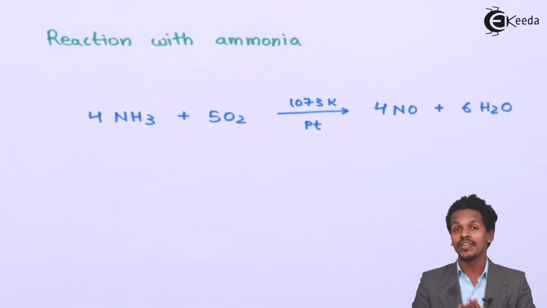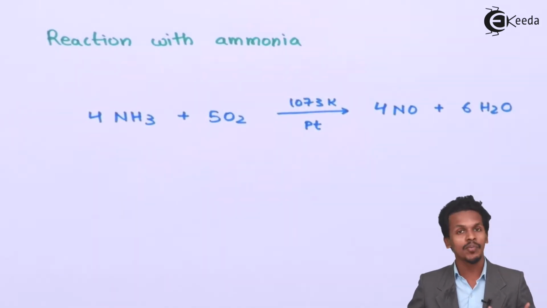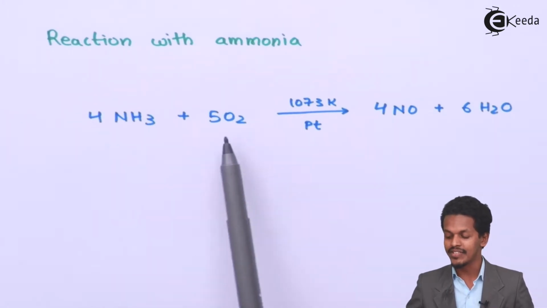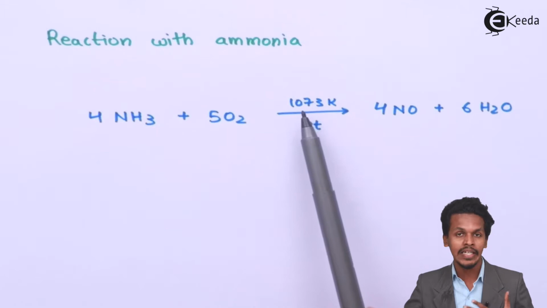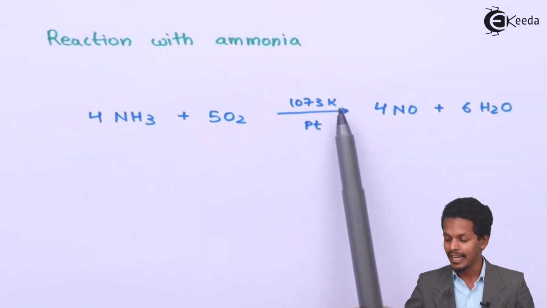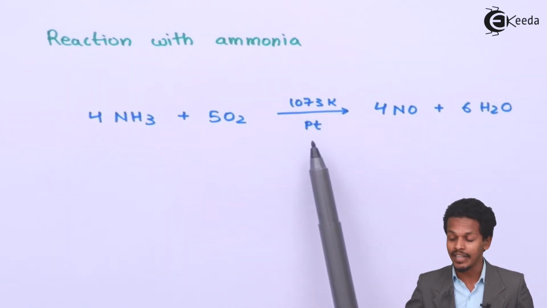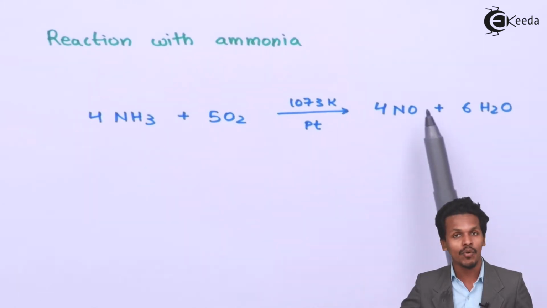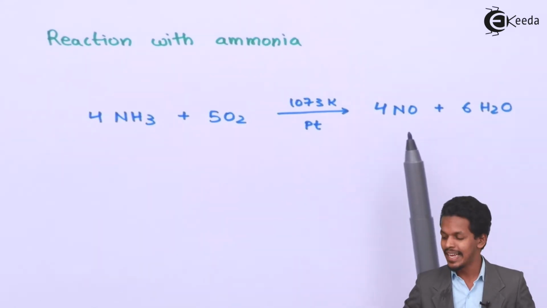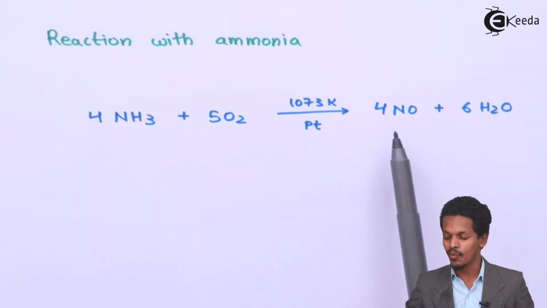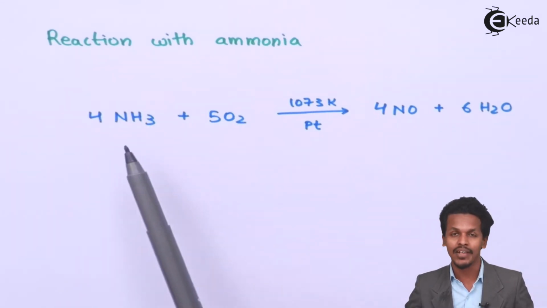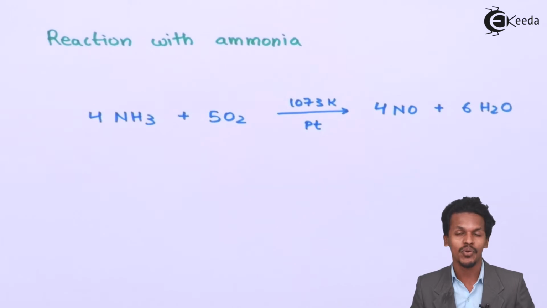The next is the reaction with ammonia. Here, whenever 4 moles of ammonia is treated with 5 moles of O2, at a high temperature of 1073 Kelvin and in the presence of a catalyst, platinum, the product we get is nitric oxide along with 6 moles of H2O. This was nothing but the reaction of ammonia with oxygen. And now let us move on to the next one.